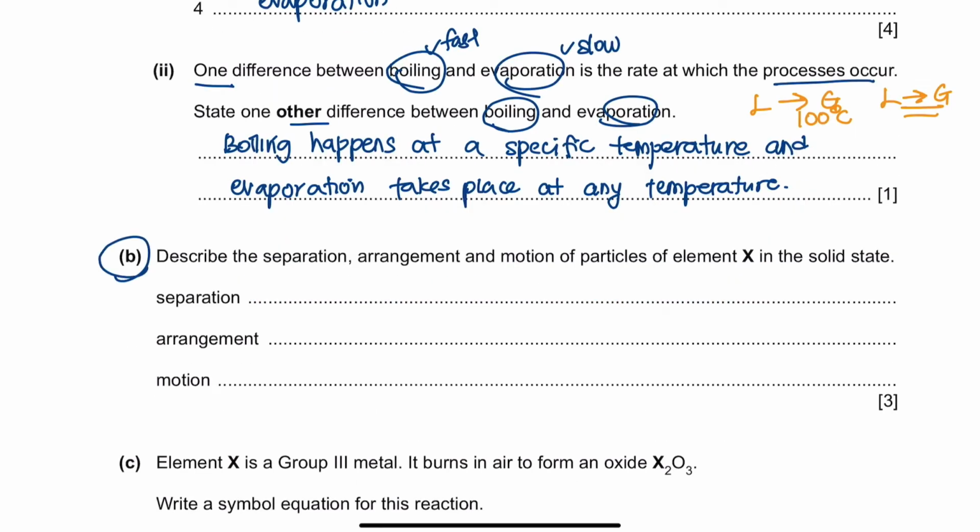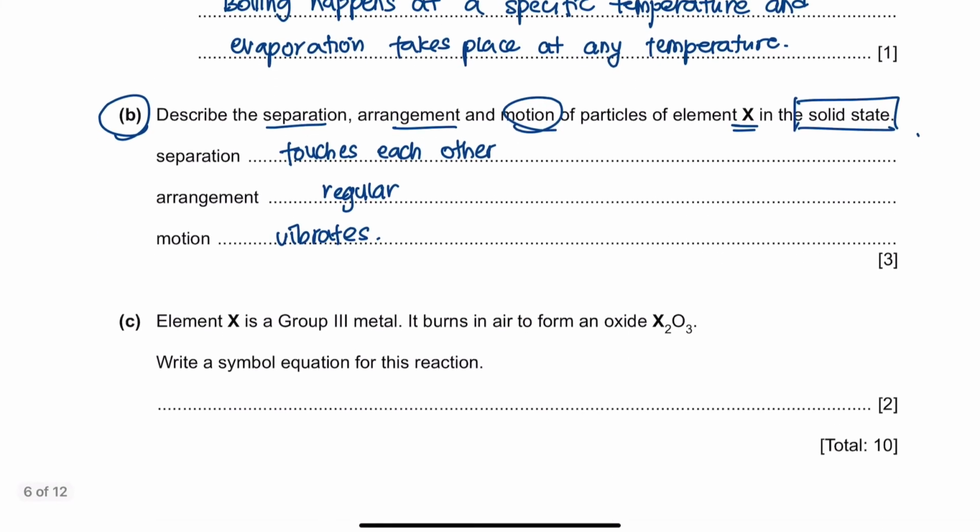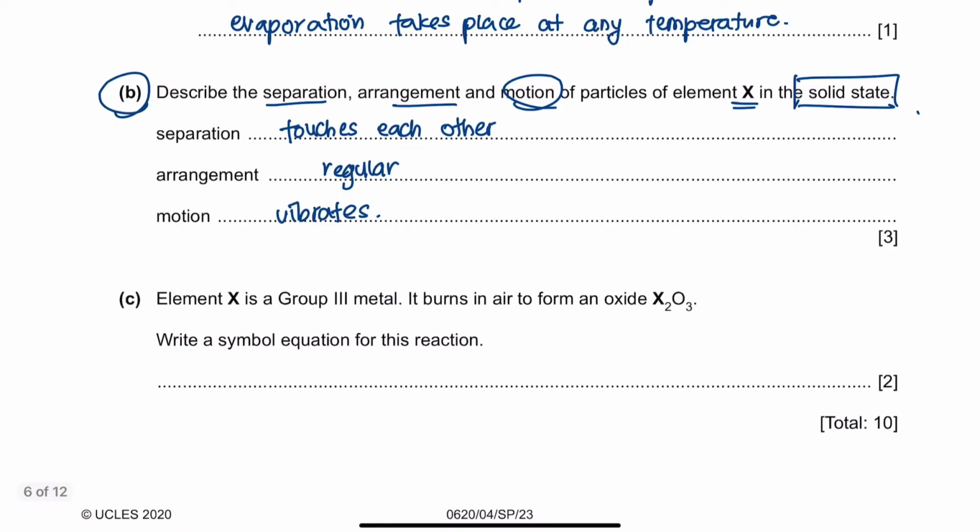Question B. Describe the separation, arrangement, and motion of the particles of element X in solid state. Again, this question just wants you to describe the behavior of solid particles. The separation is that they are close to each other, so they touch each other. The arrangement is fixed or regular. And the motion is that it vibrates at its own place.